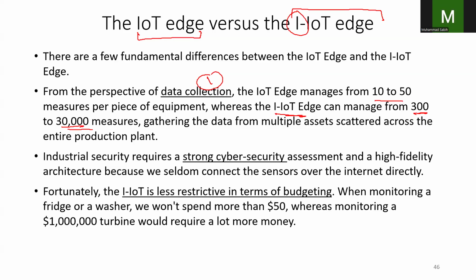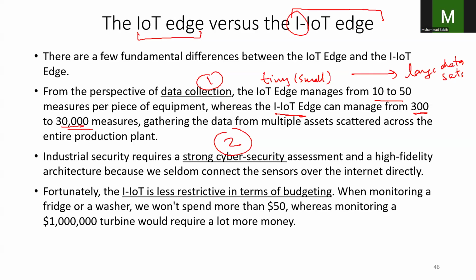So from tiny or small data to very large data sets. This is one. The second thing is that industrial systems demand stronger cybersecurity. IIoT requires stronger cybersecurity because these systems are often critical control systems, critical infrastructure. So we avoid exposing sensors directly to the internet. That's why we need a secure and reliable architecture.